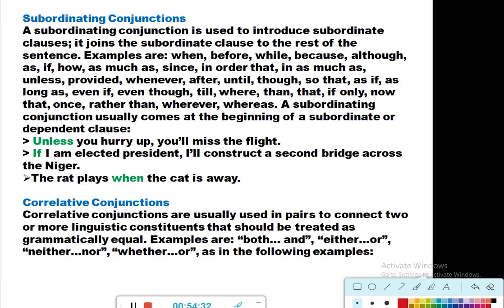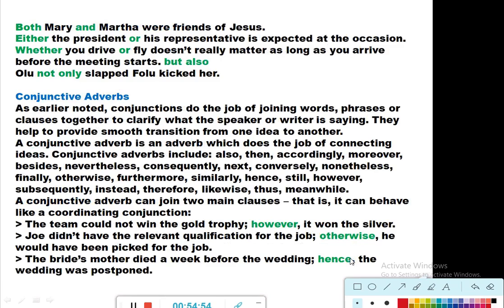Then we have correlative conjunctions. Correlative conjunctions are usually used in pairs to connect two or more linguistic constituents that should be treated as grammatically equal. Examples are both and, either or, neither nor, whether or, as we have in the following examples. Both Mary and Martha were friends of Jesus. Both and.